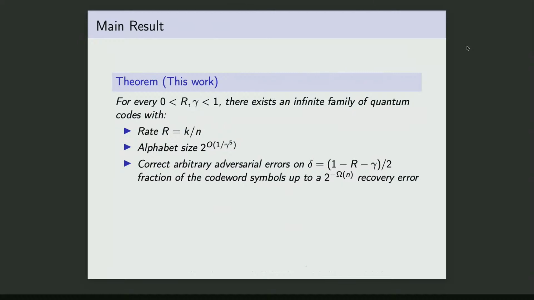So our main result is just this. For every possible rate r and for every gamma, which you can think of as some small constant, there exists a family of approximate quantum codes with rate r, constant alphabet size, assuming gamma is a constant, that correct arbitrary adversarial errors on (1 minus r minus gamma) over 2 fraction of the code word symbols, up to an inverse exponential recovery error.